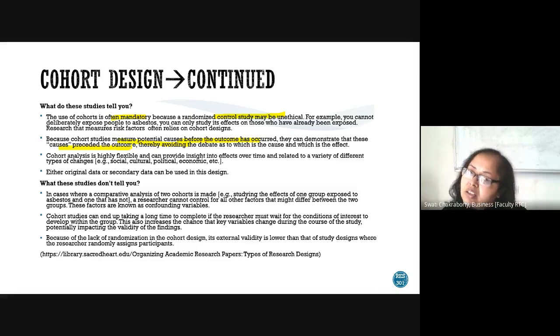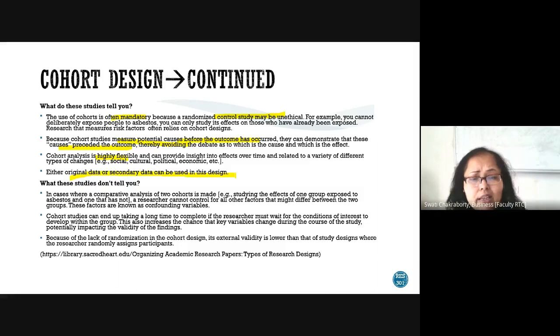So you get to know what the causes are before, and that they are the ones coming first, before the outcome. So it avoids the debate about which is the cause and which is the effect. It's also highly flexible and can provide insights into effects over time and related to a variety of different types of changes. Either original data or secondary data can be used in this design.